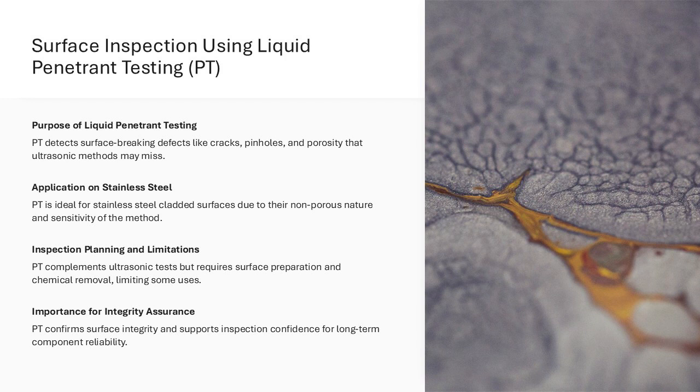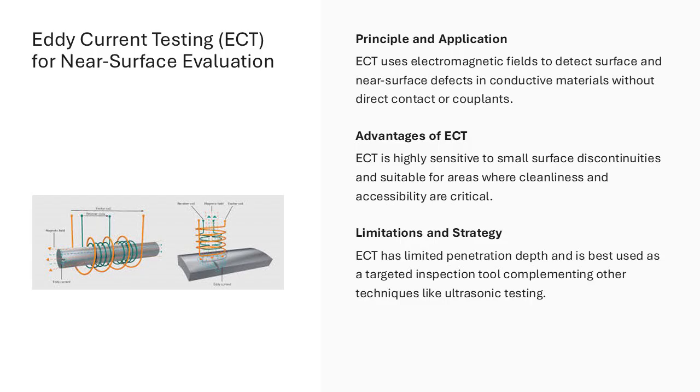Example of liquid penetrant indications highlighting surface-breaking defects on a stainless steel cladding surface. Eddy current testing, ECT, is an electromagnetic inspection technique that is particularly effective for detecting surface and near-surface defects in conductive materials such as stainless steel cladding.